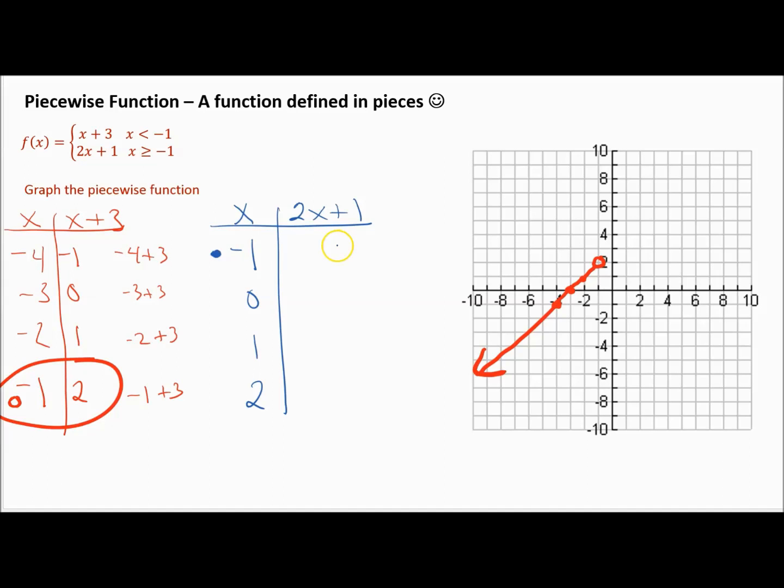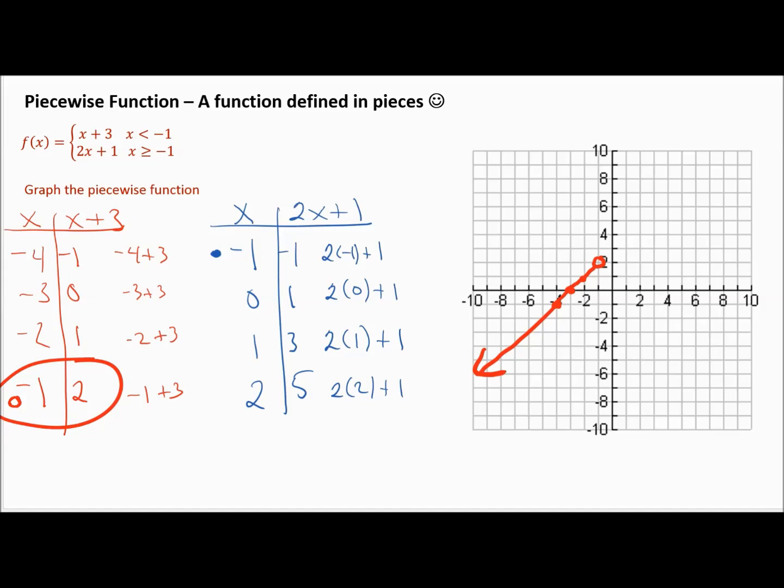And I'm going to take each of these and plug them in. So it's 2 times negative 1 plus 1. 2 times negative 1 is negative 2, plus 1 is negative 1. Then 2 times 0 plus 1. I don't know what's wrong with my computer that it's bouncing around like that. I apologize. 2 times 1 plus 1, which is 3, and then 2 times 2 plus 1, which is 5.